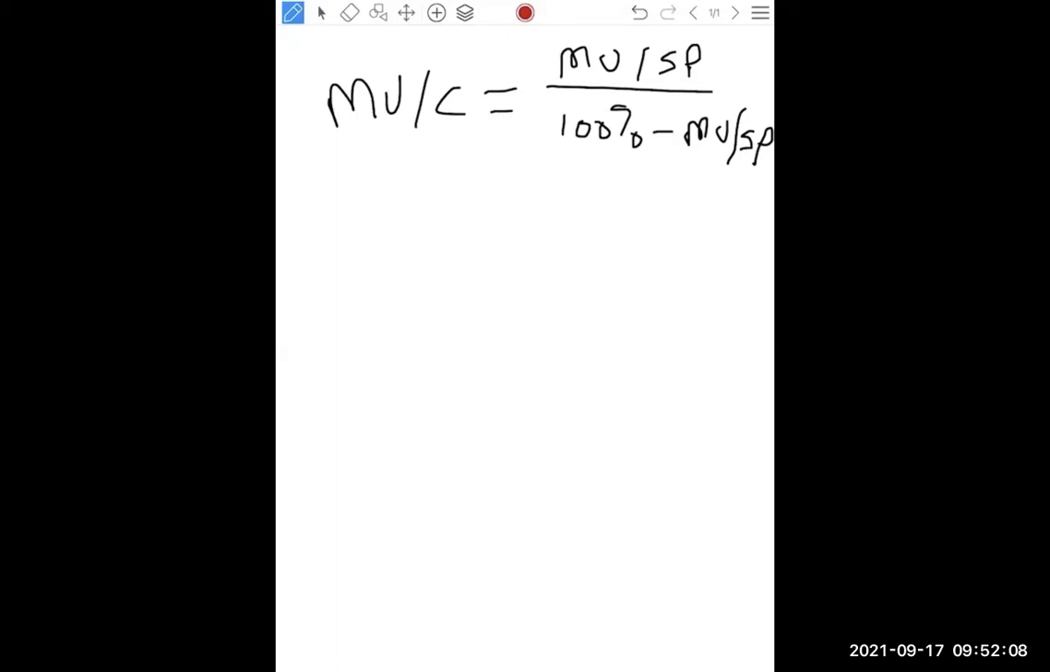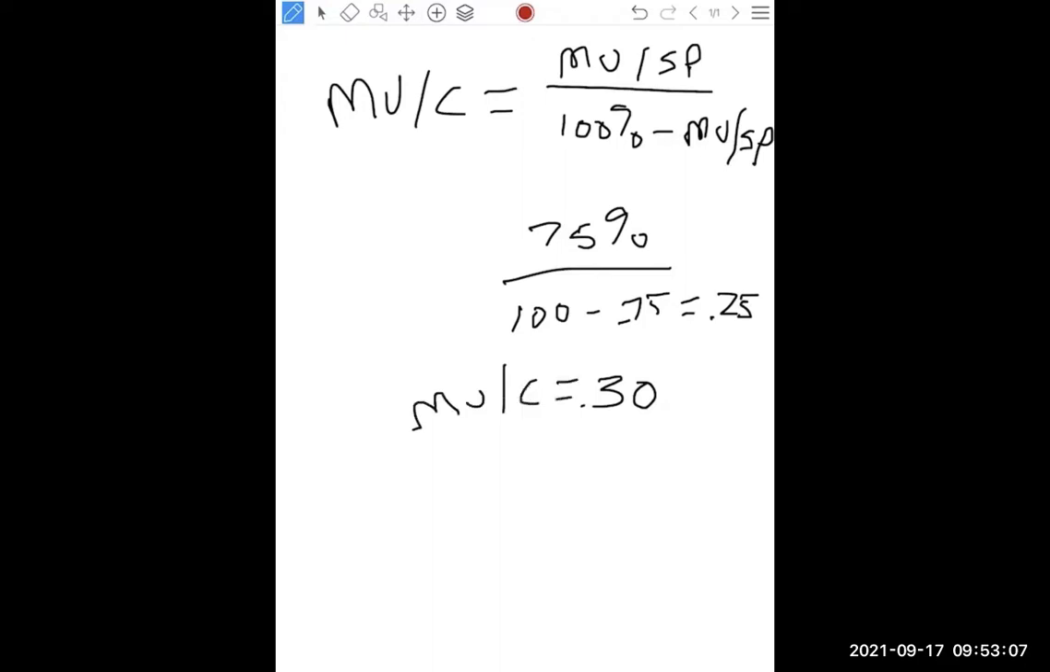So in this case, it's telling us that we have a markup of 75%. So that's the markup based on selling price. And it's going to be divided by 100 minus 0.75. So we know what that is, equals 0.25. All right, so I'm going to do the math. I'm going to divide 0.75 by 0.25 equals 30.3. So 30% is the markup based on cost. So that's the answer. Markup based on cost equals 30%.